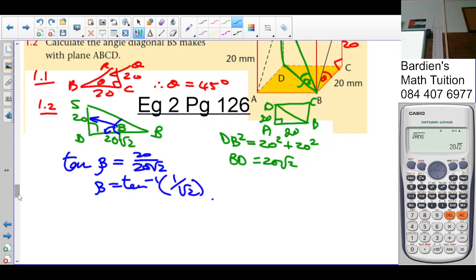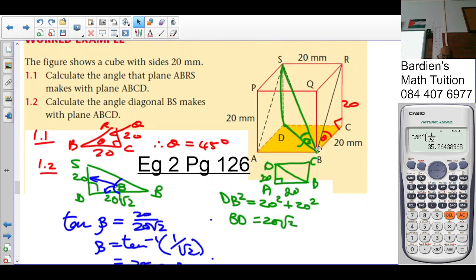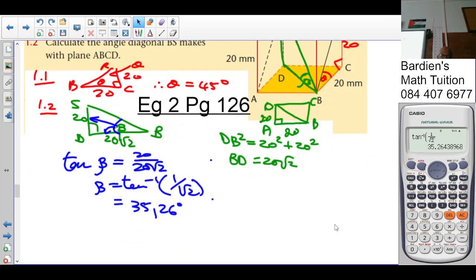The 2s will cancel. So arctan of 1 over root 2 gives you 35,26. That would be the size of angle beta marked there in the diagram, which is the angle that the diagonal makes with the horizontal, with the plane ABCD, okay.